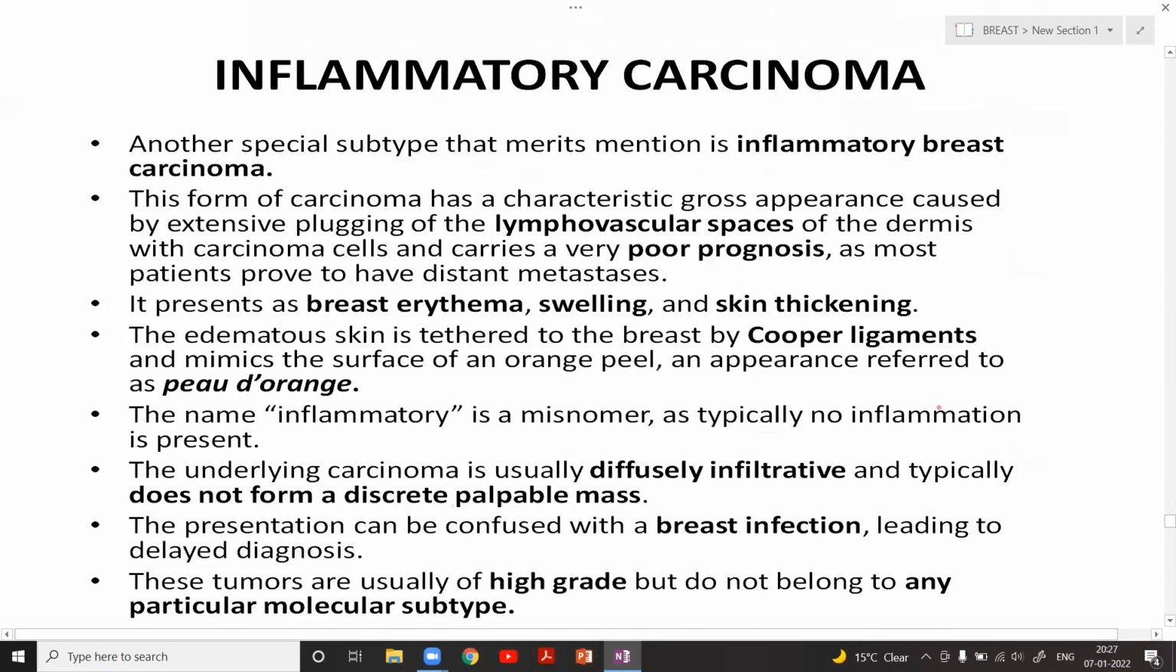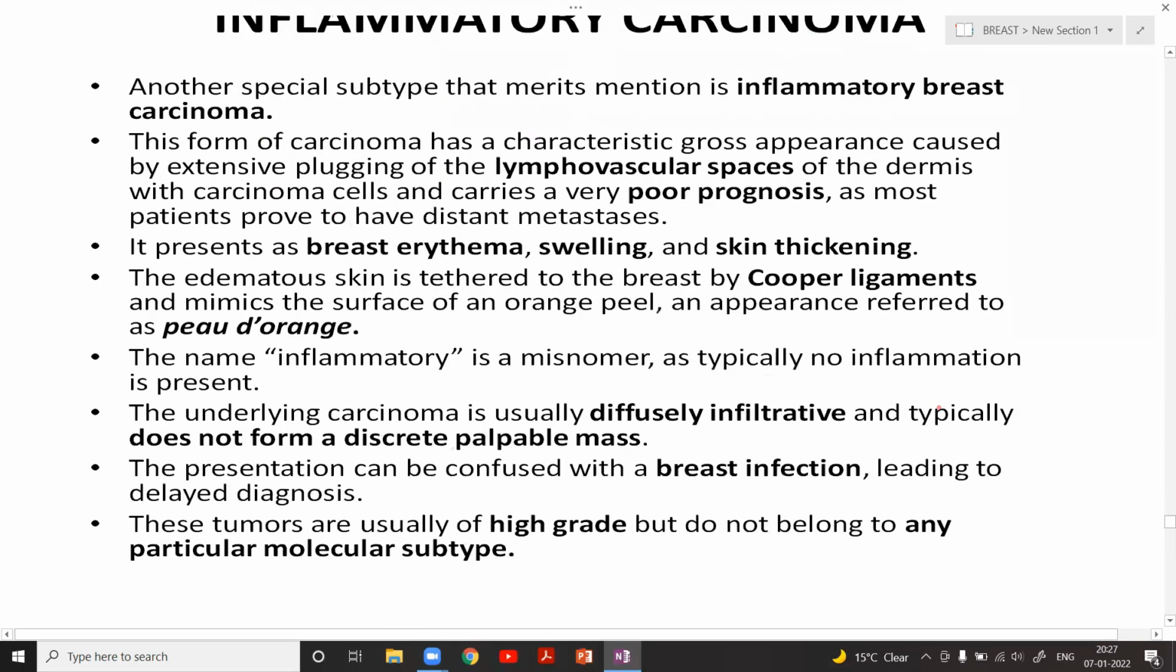So what is inflammatory breast carcinoma? It is again a special type, and usually it is a clinical diagnosis. It is stage T4d, I think, if I'm not mistaken. Over here, there is an extensive involvement of the breast, and in the skin, the lymphovascular spaces are involved completely. As a result, the lymphatics cannot drain. So there is an intense breast erythema, redness, swelling, and skin thickening.